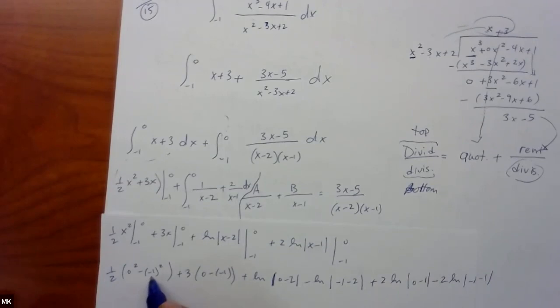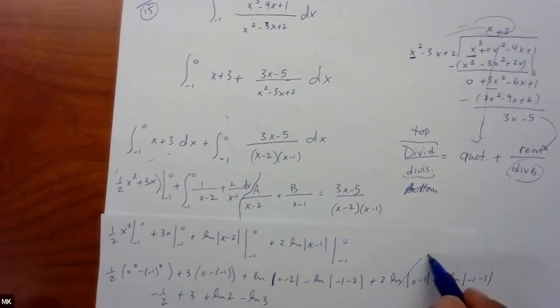Okay, so I get 1 minus 1, so I get -1/2 plus 3 plus natural log of 2 minus natural log of 3. This is going to be 0 because natural log of 1 is 0 minus 2 natural log of 2. That's -1 minus 1 is 2. Okay. Which is going to be equal to, again, natural log of 2. I have 1 here and 1 here. So, and this one is going to be 5/2, sorry. 5/2 minus natural log of 2 minus natural log of 3.